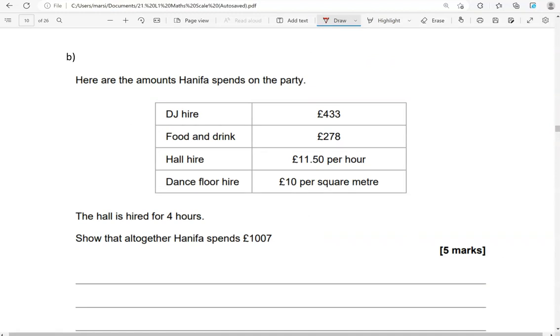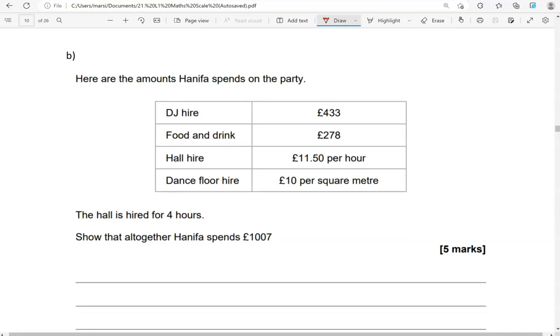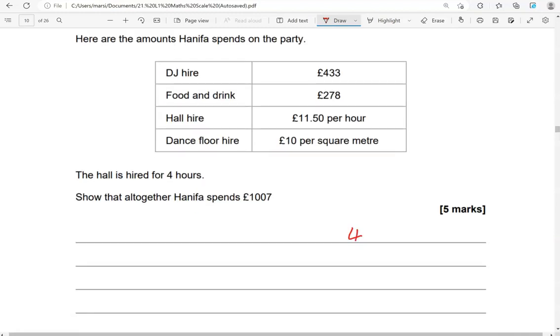Here are the amounts Hanifa spends on the party. DJ hire £433, food and drink £278, hall hire £11.50 per hour, dance floor hire £10 per square meter. The hall is hired for 4 hours. Show that altogether Hanifa spends £1,007. So we have £433, £278, hall hire £11.50 per hour, and it was hired for 4 hours.